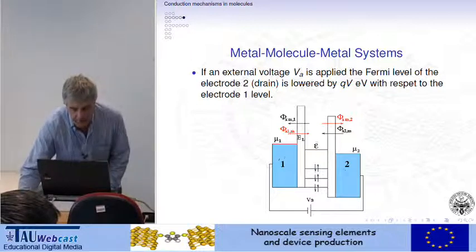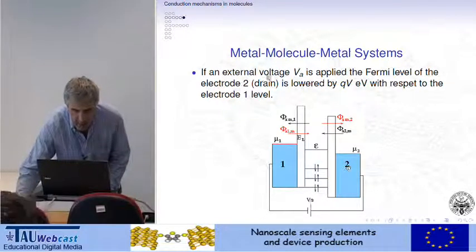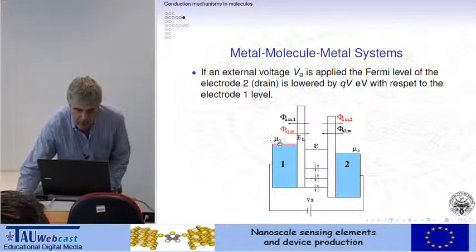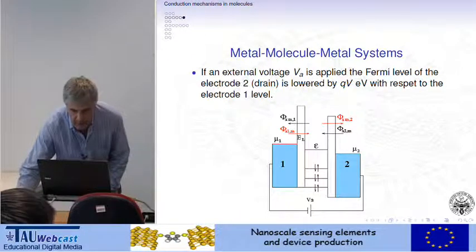You know generally that when you apply a positive voltage to a metal, all the energy band diagram is shifted down by a quantity equal to the energy associated to Q times VA. So what we can say is the difference between the Fermi level in the left electrode and the Fermi level in the second one should be exactly equal to VA as energy, so in electron volt.